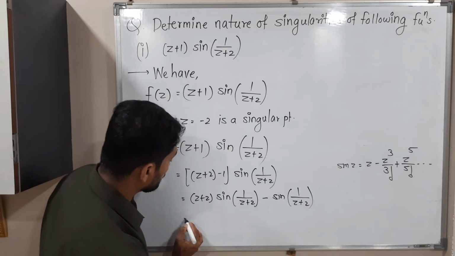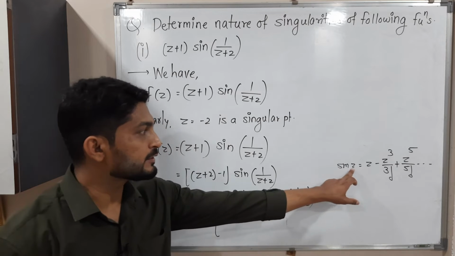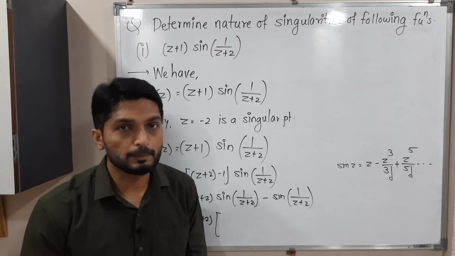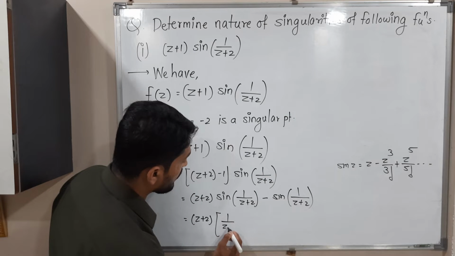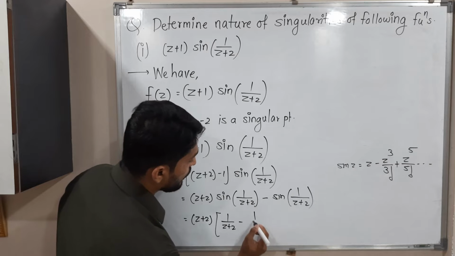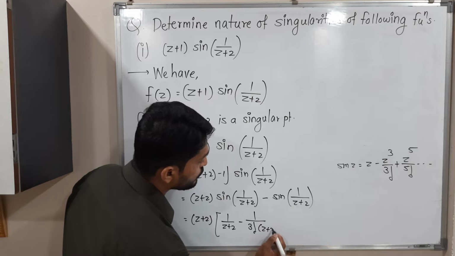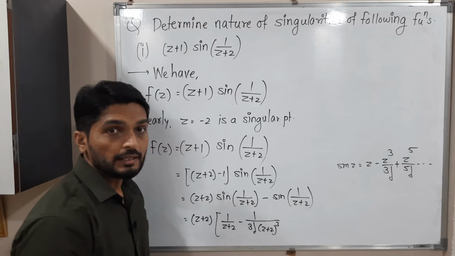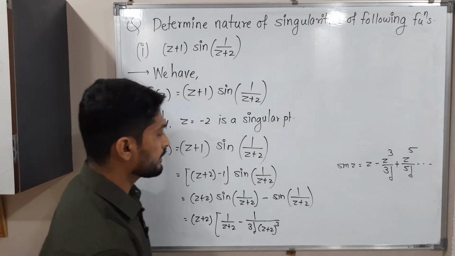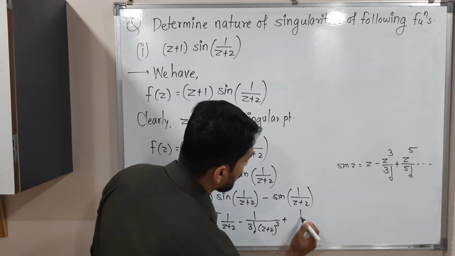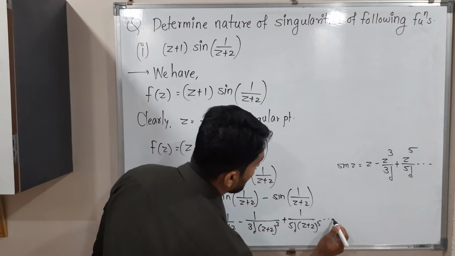So this is equal to z plus 2. What is the difference? In place of z we have 1 upon z plus 2. This is the only difference. So z becomes 1 upon z plus 2, minus 1 upon 3 factorial. It is in the denominator, so z plus 2 cube will appear in the denominator, plus now the fifth power, 1 upon 5 factorial, z plus 2 raised to 5, and so on.